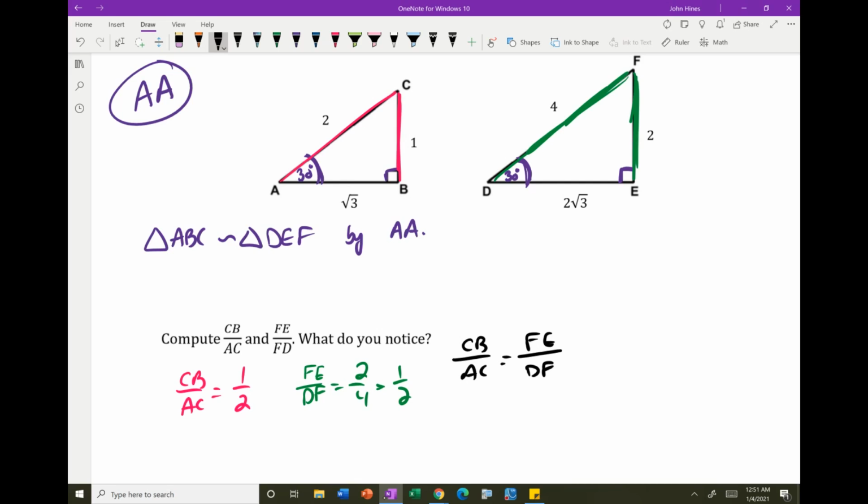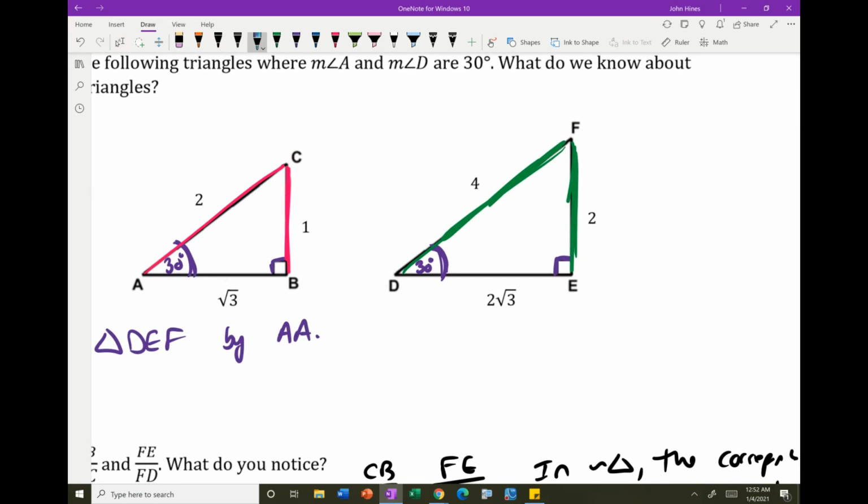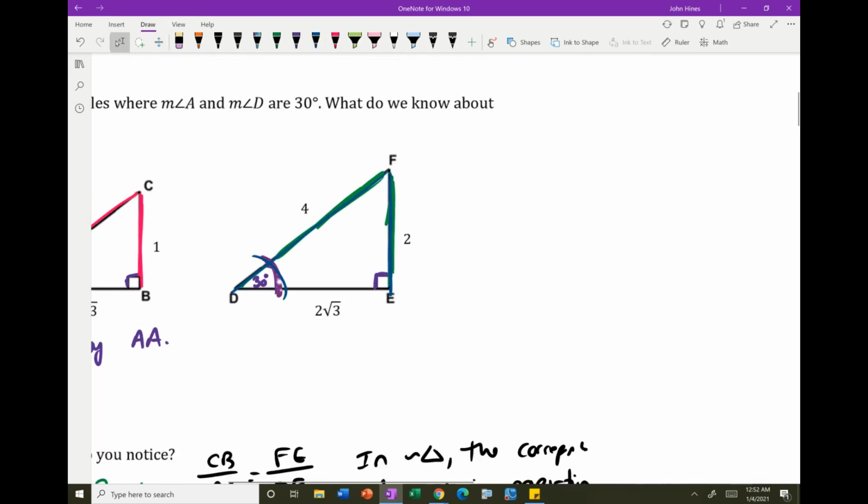Those two ratios are equal, which makes sense because in similar triangles, the corresponding sides are in proportion. Those two ratios are going to be equal. 1/2 is the same as 2/4. So notice what this means. That's what this 30-degree angle is doing here. This 30-degree angle is setting it up so that these respective sides always have a ratio of 1/2.